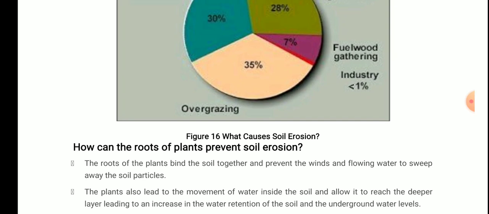Next is, how can the roots of plants prevent soil erosion? The roots of the plant bind the soil together and prevent the winds and flowing water from sweeping away the soil particles. The plants also lead to the movement of water inside the soil and allow it to reach the deeper layer, leading to an increase in the water retention of the soil and the underground water levels.